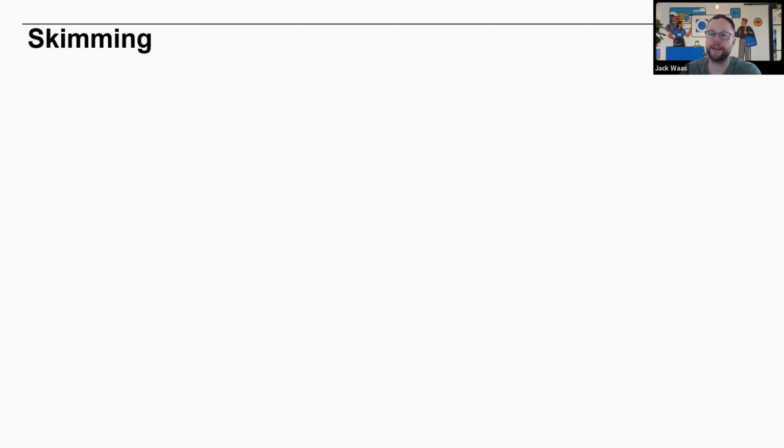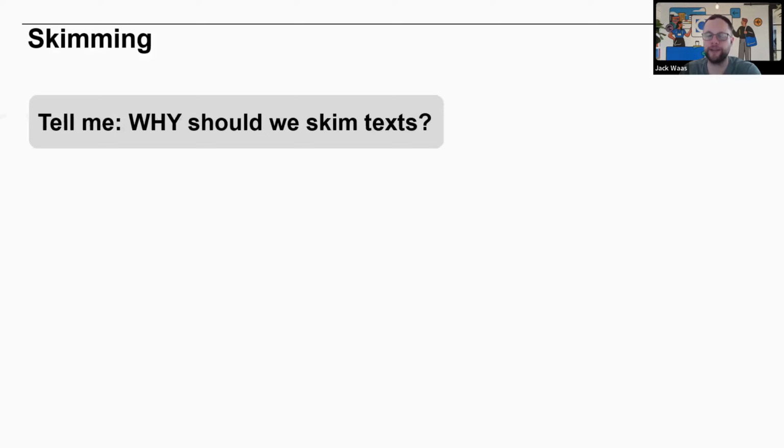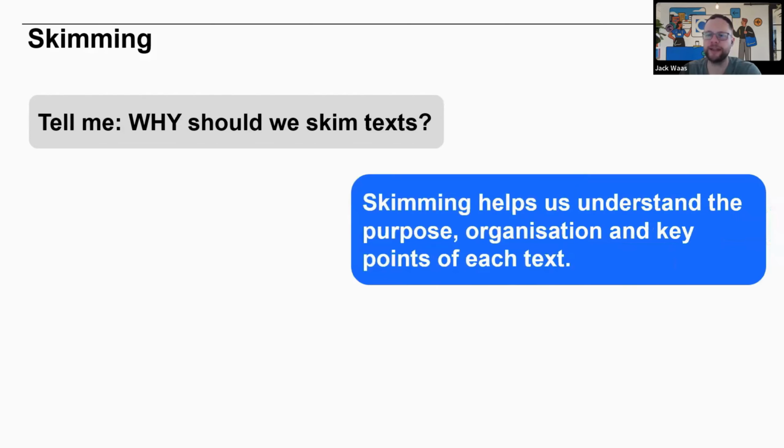Before we look at how to skim, tell me, why do you skim? Why is it important? You skim text every day in real life. Next time you notice yourself looking at something to understand just the main points, how it's organized, or the purpose of a text, know that you are using the skill of skimming. So, how do we skim? There are a couple different ways to do so.